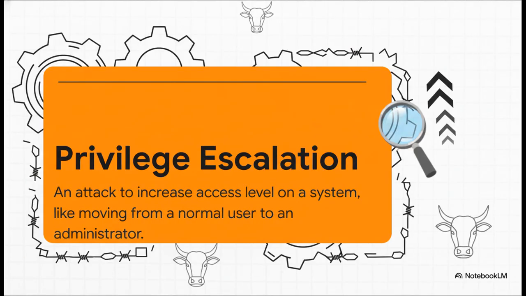Next, we have privilege escalation. This is what every attacker dreams of. They find a way to get on your system as just a normal, everyday user, but then they exploit a flaw to become the administrator, or root. They go from being a guest in the house to owning the whole building. The famous Dirty COW bug in Linux is a perfect example of this in the wild.